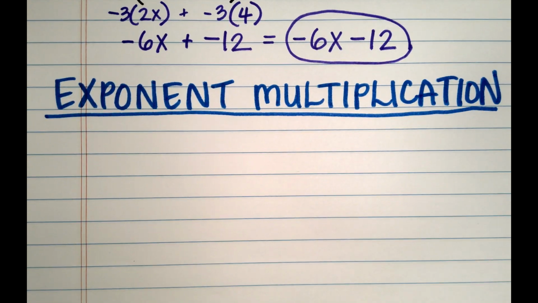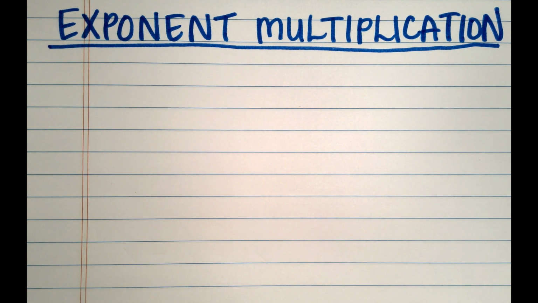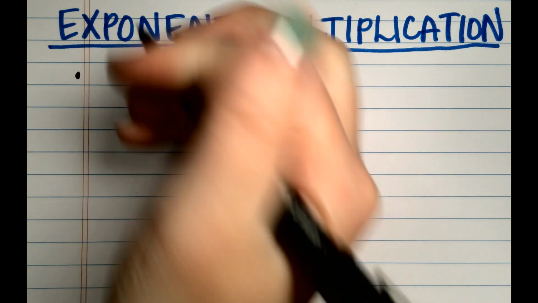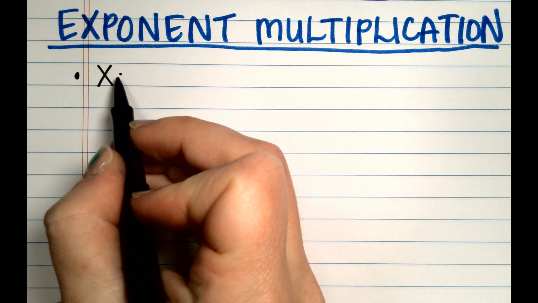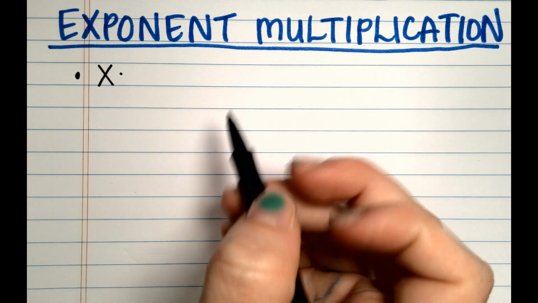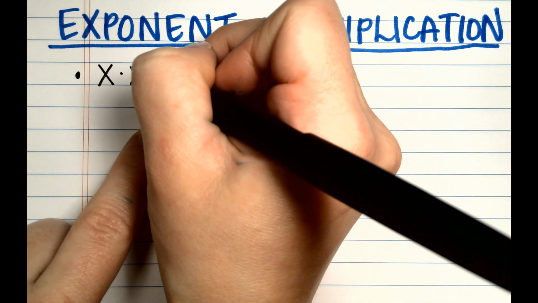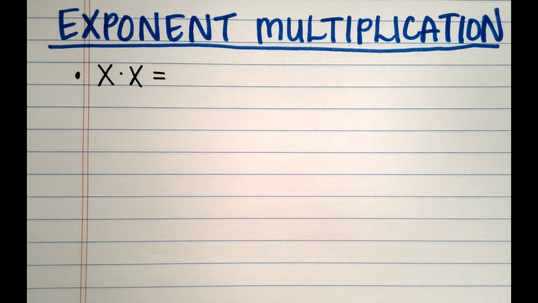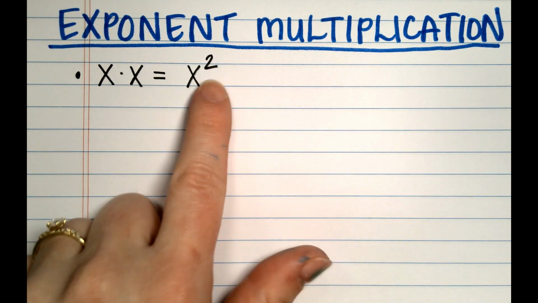So let's start small. First, I'm going to tell you this. X times, and I'm going to use the dot as my multiplication symbol so that we don't mix it up with another variable. So I have x times x. Does anybody know what x times x would equal? X squared. Yes, x squared.